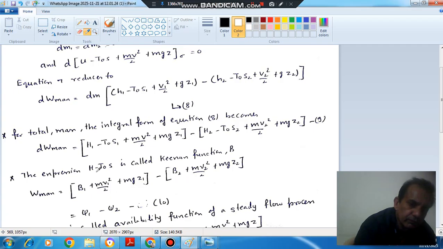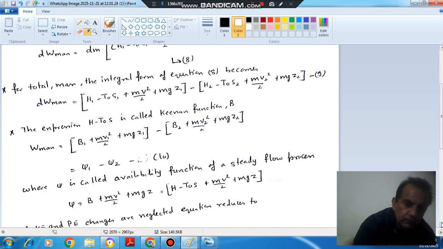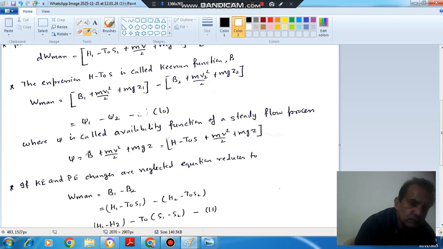Now W max can be written as this, taking this h minus T naught s as the Keenan function. This is your dB, that is the Keenan function, and this whole can be taken as the availability function, that is psi 1, and this is psi 2. So this is your formula for W max. If the change in kinetic energy and potential energy is neglected, then W max will be h1 minus T naught s1 minus h2 minus T naught s2, or we can say the difference of Keenan functions.